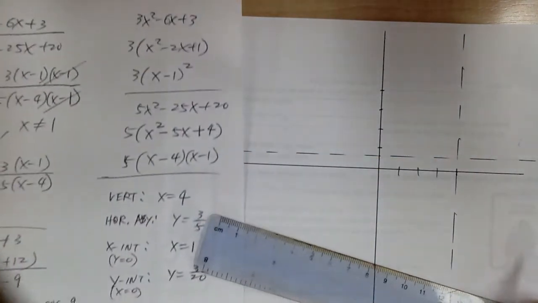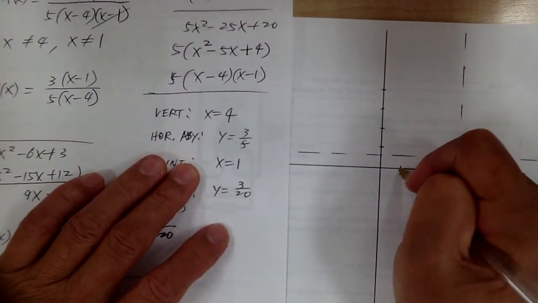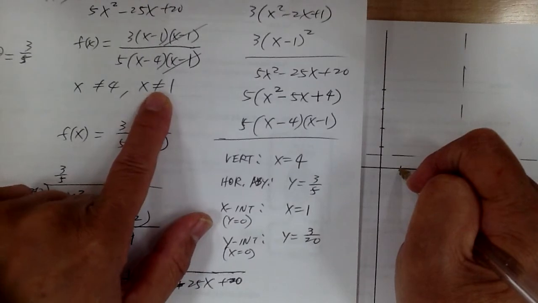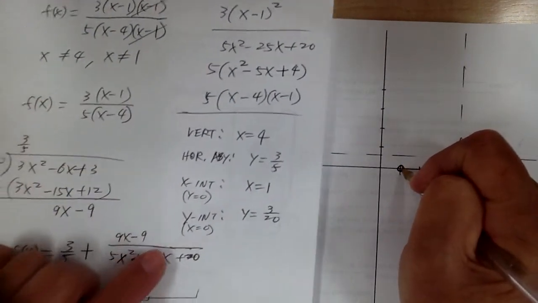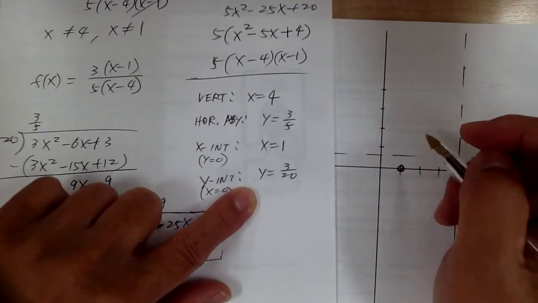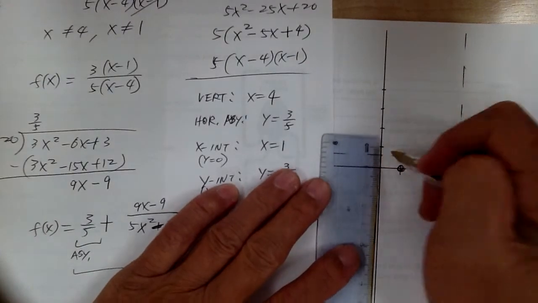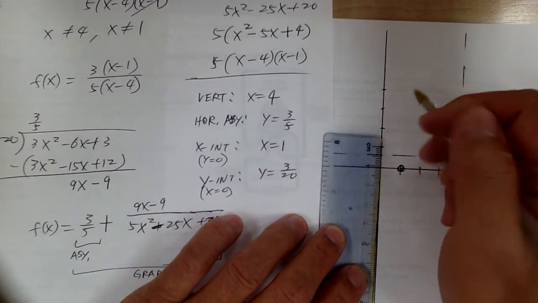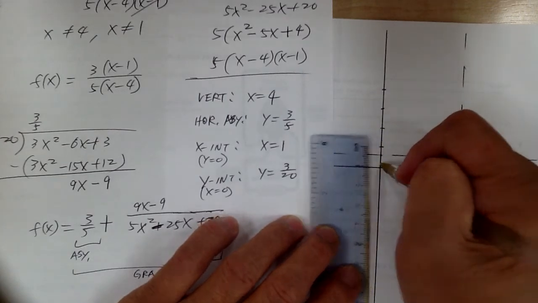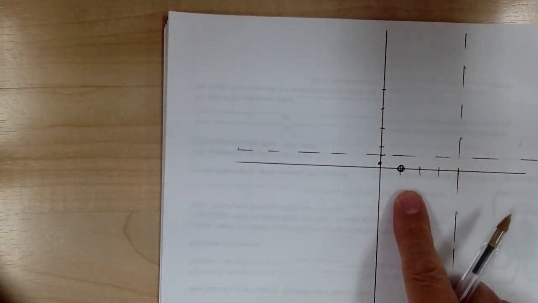Okay, and now your intercept. So x equal to 1. It's an intercept, but remember it's not allowed, so therefore it's an open circle right over here, but the graph will go through that. And the y-intercept is 3/20, so 0.15, so it's going to be right over here. Okay, so with this information, now you're ready to graph, right?